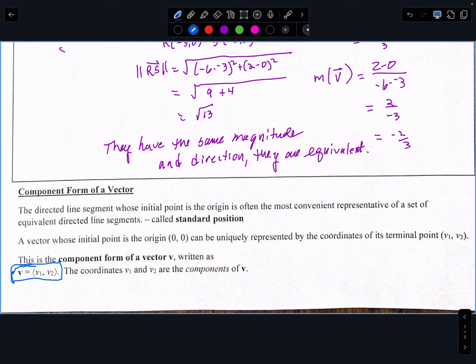By the way, if you start at 0, 0 with your vector then it's going to be in standard position. So if you draw a vector where you start with the initial point at 0, 0, it's said to be in standard position. Let's move on to the next page.